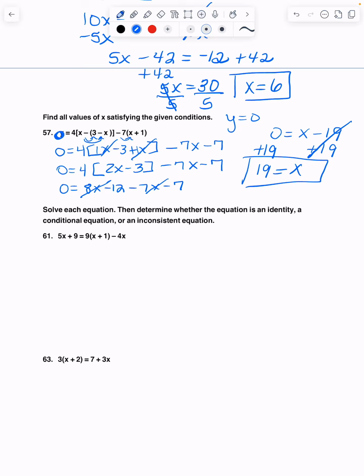We don't have to worry about restrictions in a problem like this because there are no denominators. It's okay to have 0 in the numerator. It's not okay to have 0 in the denominator.